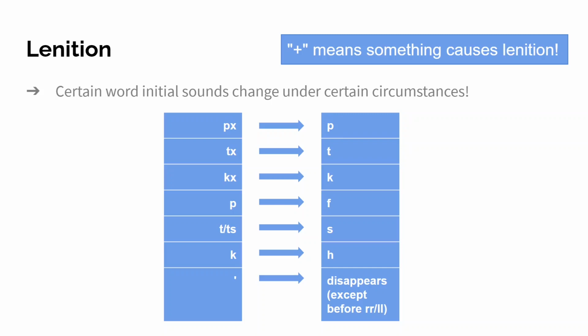Why does the glottal stop not disappear before double L or double R? The reason for that is kind of simple. The pseudo-vowels always have to have a consonant in front of them, so they cannot start a syllable. Because of this phonological rule, the glottal stop simply cannot disappear, because then the r or the l would start a syllable, which would not be possible.